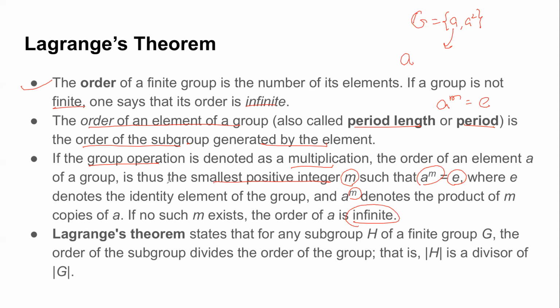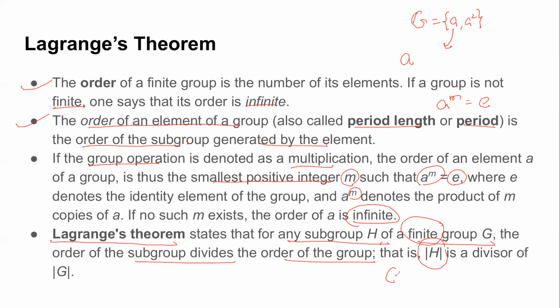Now let's see what Lagrange's theorem says. It actually is going to relate the two. Lagrange's theorem states that for any subgroup H of a finite group, and being finite is important, the order of the subgroup divides the order of the group. What it means is that whatever the size of H is, it is a divisor of the size of G.